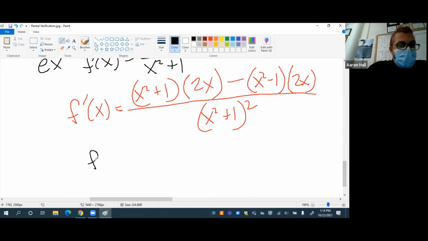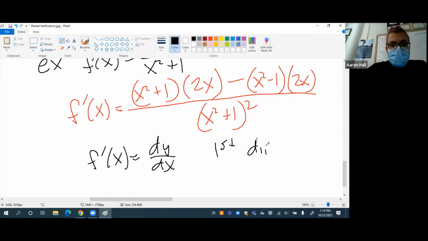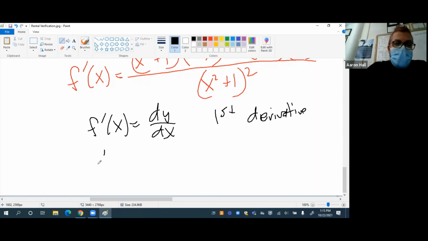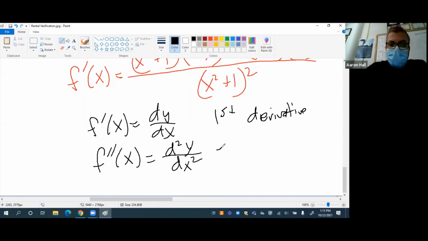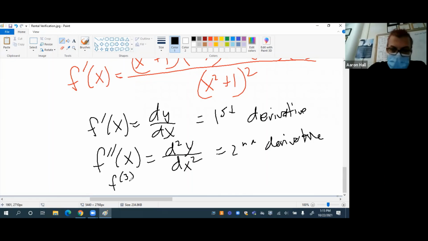So if I have f prime of x, that is my dy dx. That's my first derivative. If I have f double prime of x, that's my second derivative. And the way that they write it is this way. This is the second derivative. And then anything more, you're going to write it like this, with a little parentheses 3. This would be the third derivative.